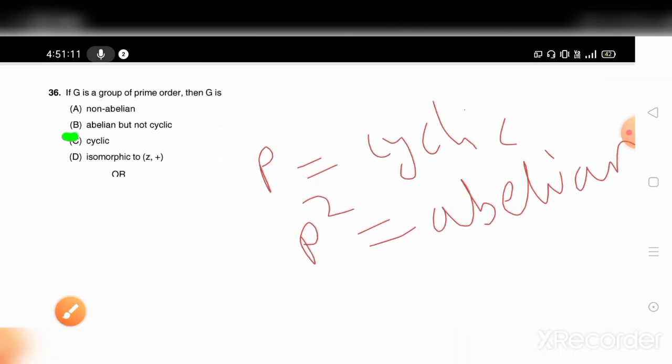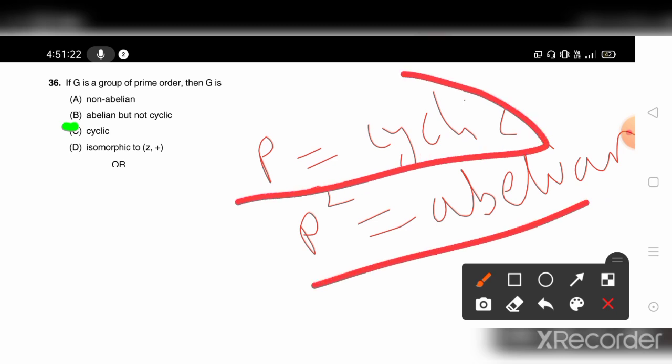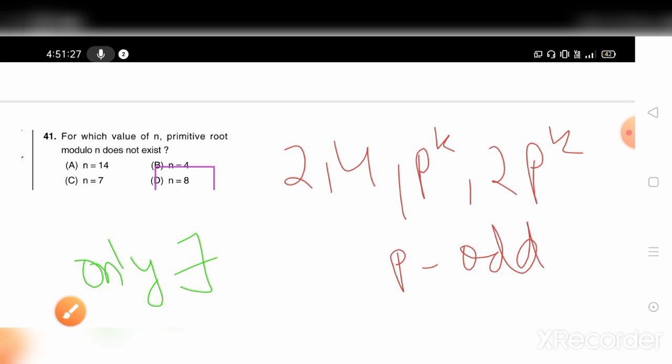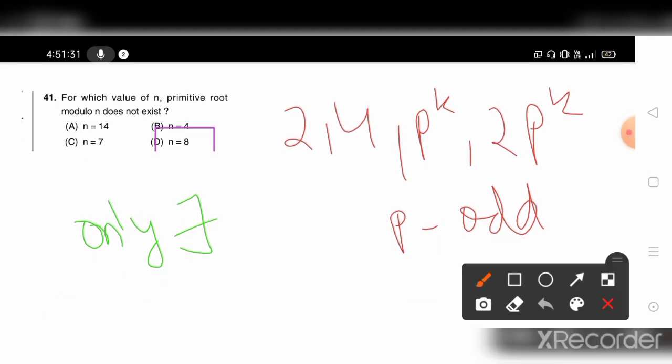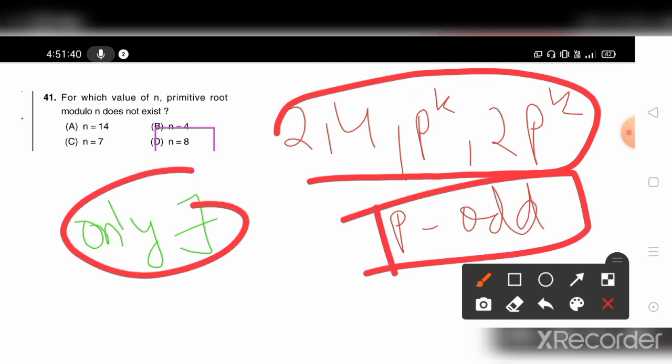Next question. If G is a group of prime order, then G is cyclic. If G/Z is cyclic, then G is abelian. For which value of n does a primitive root modulo n not exist? Here is the one result: a primitive root exists only for 2, 4, p raised to k, 2p raised to k. Here p is an odd prime. Now check for the options. Option D is correct.